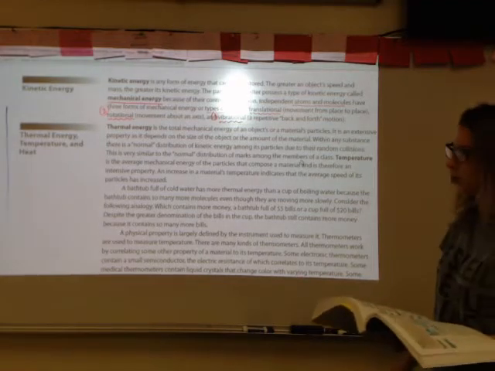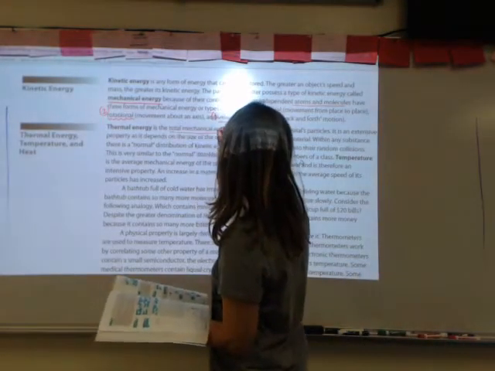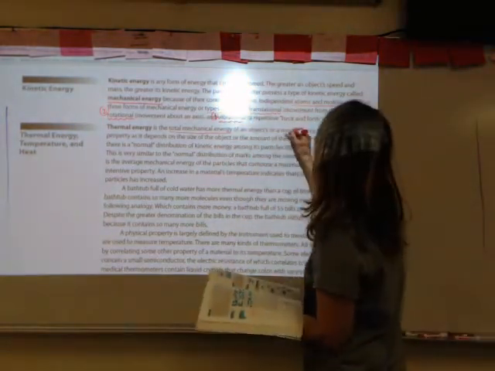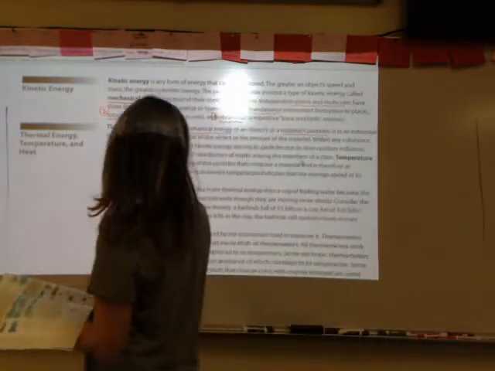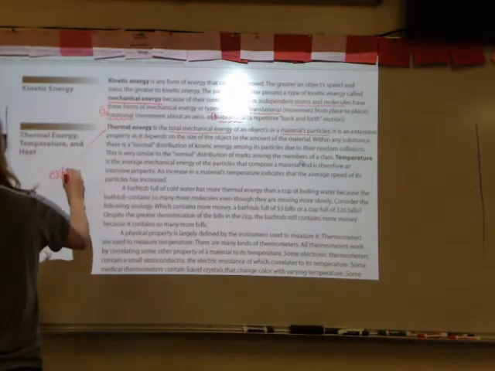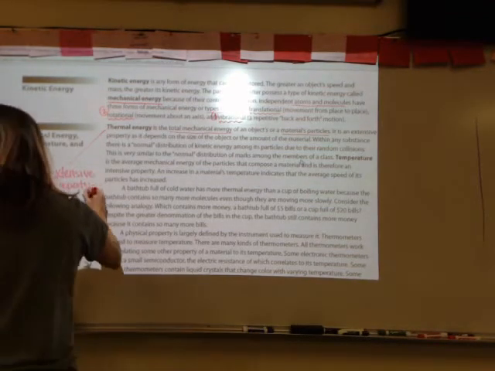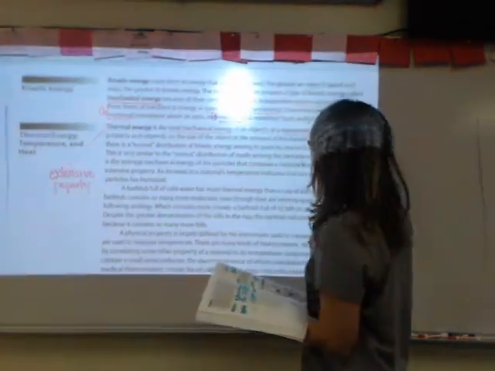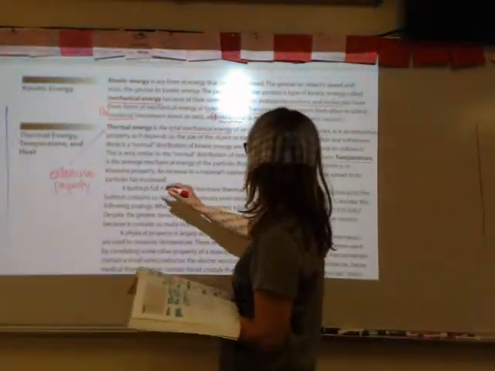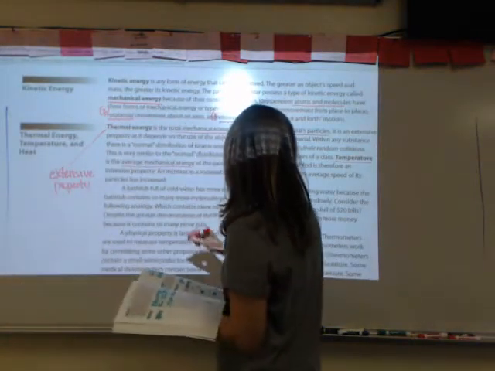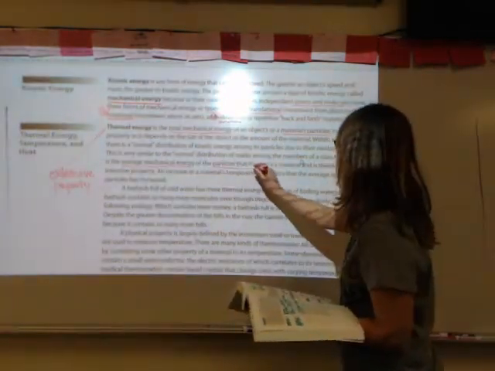Let's move on to thermal energy, temperature, and heat. Thermal energy is the total mechanical energy of an object's or material's particles. And this is an extensive property. Temperature is the average mechanical energy of the particles that compose a material. So particles that make up something.